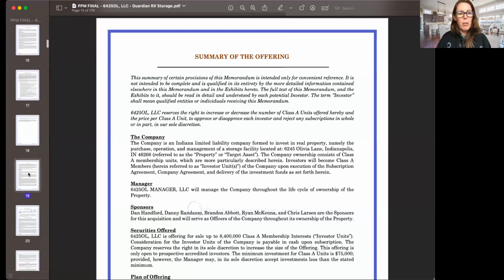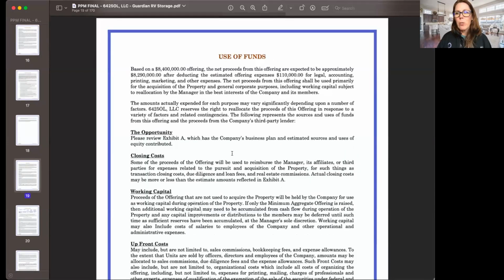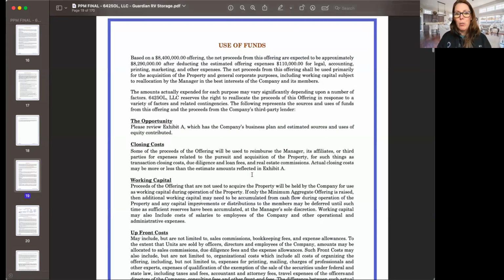And then another important section is the use of funds. So you want to make sure that you've looked at the deal in the offering memorandum, you've listened to the investor webinar. Now you want to make sure all those things that you read and heard are actually what's being outlined in the PPM, that this is exactly what we're purchasing. This is how much capital we're raising. This is what the capital is being used for, okay? Closing costs and stuff like that.